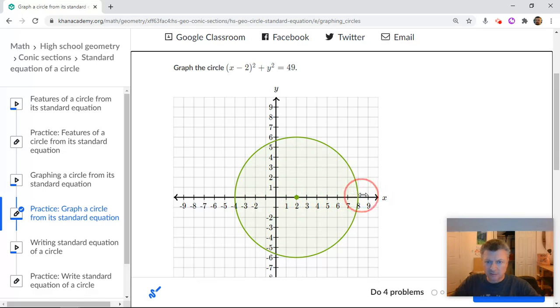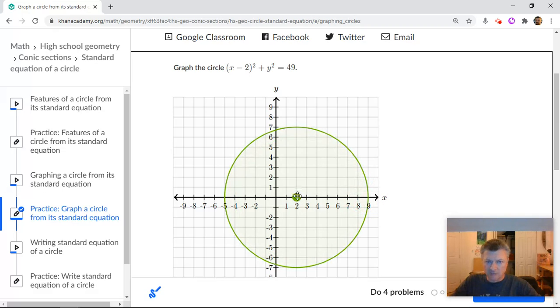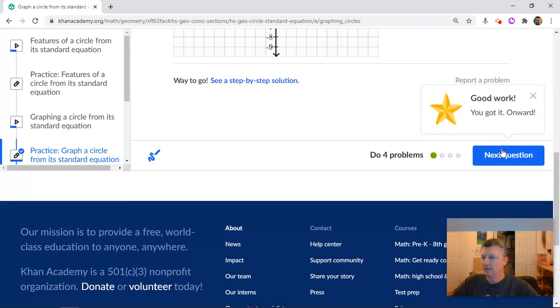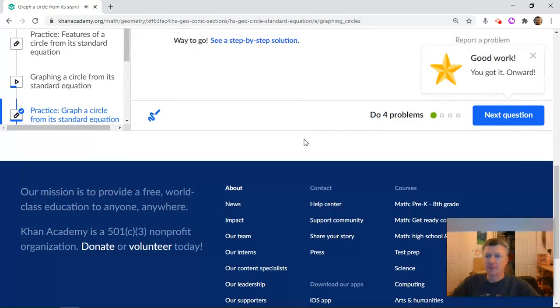That goes over 6. That goes over 7. 2 plus 7 is 9, right? Up 7, there to 7. Yep, down. All right. Let's see how that worked. Hopefully I get this right. That's nice. All right, let's try another one.